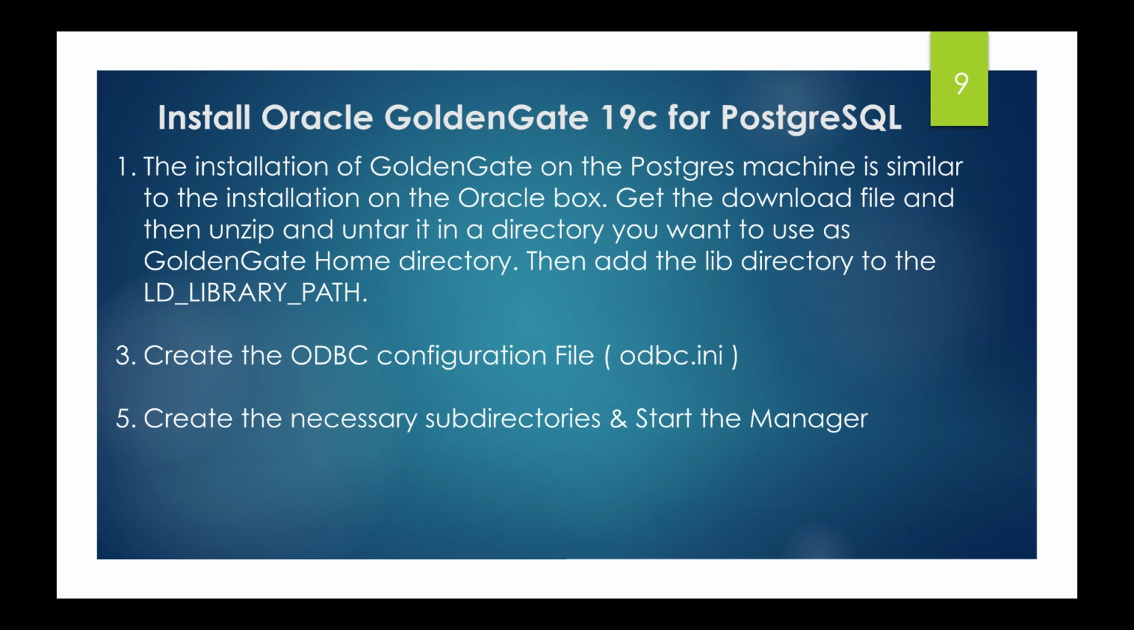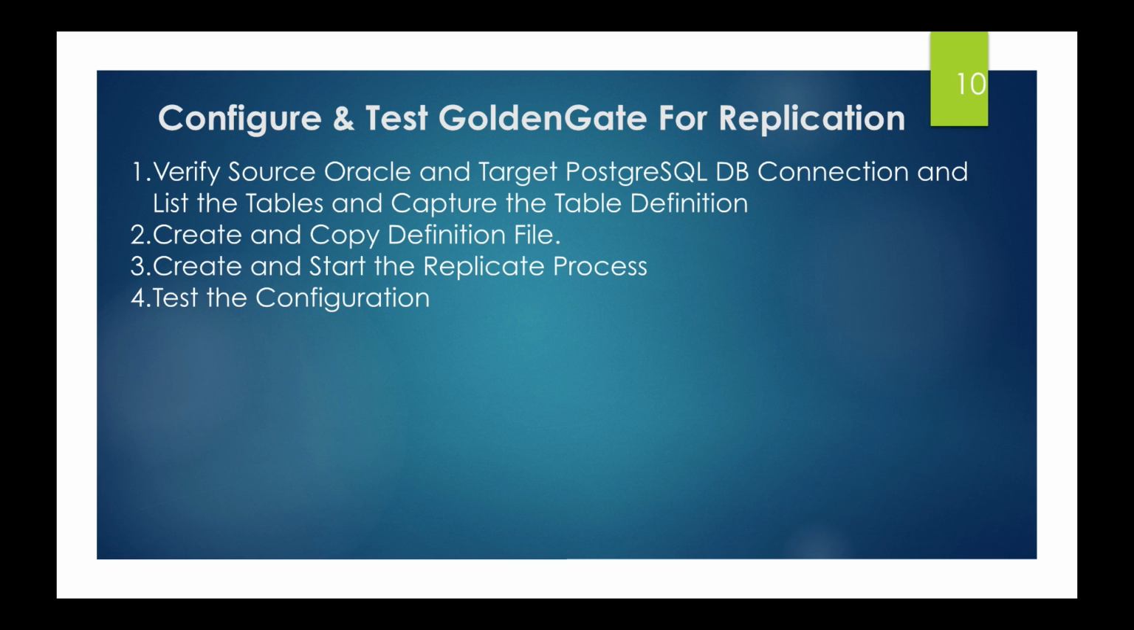We have to just unzip the PostgreSQL Golden Gate and set the library path, then the ODBC configuration file. I'll discuss in detail the parameters we use and the purpose of these parameters, because the ODBC configuration file is required for the connection to the database. Then we will create the subdirs and start the manager, then configure and test the Golden Gate replication.